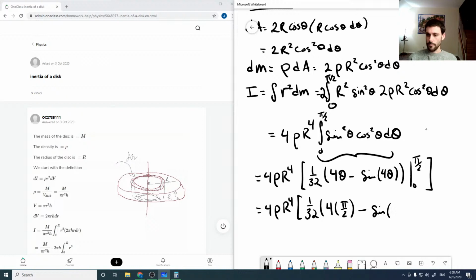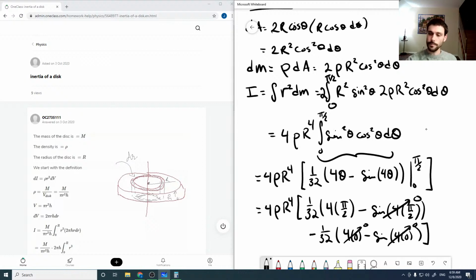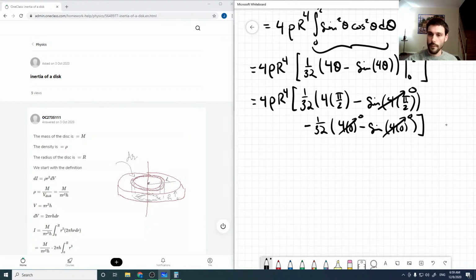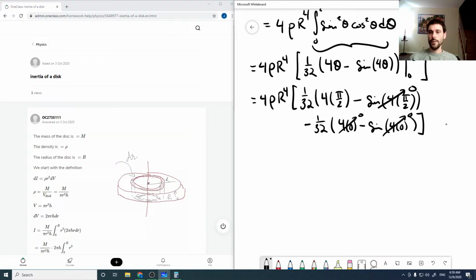So I'm just going to do sine of 4 times pi over 2, and then minus 1 over 32 times 4 times 0 minus sine of 4 times 0. So just to write it out, this is sine of 4 times pi over 2, which is sine of 2 pi, which is 0. And sine of 0 is 0. So those terms all go to 0. Okay, so then all we're left with is this term.